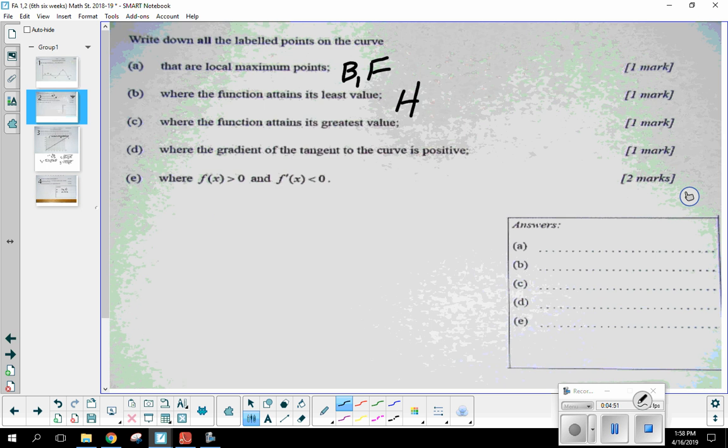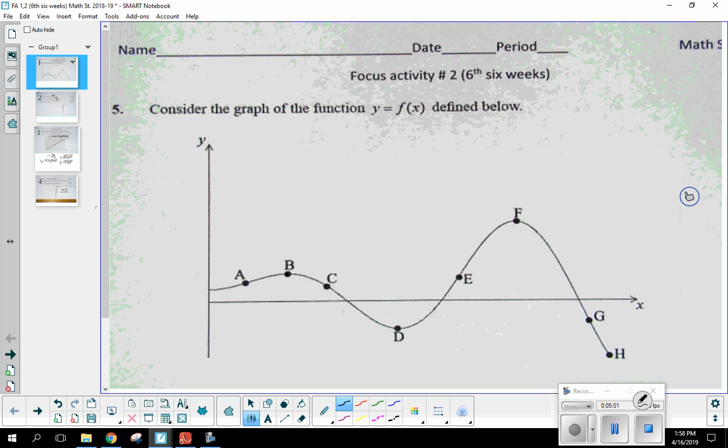Okay, so I'm going to come back over here, F, where the gradient, the slope of the tangent to the curve is positive. Okay. How do I figure out where that's going to happen? Okay, what's that? You say point E? Point E is absolutely one of them.